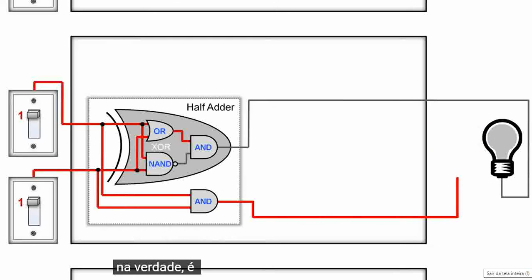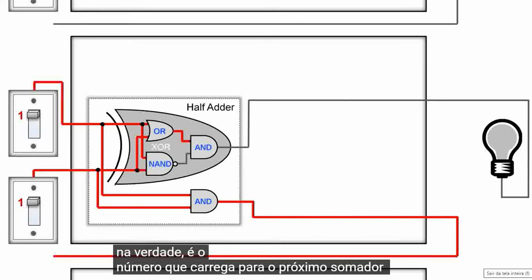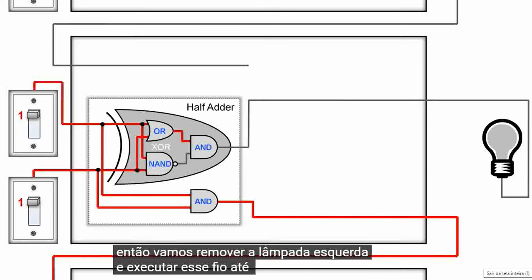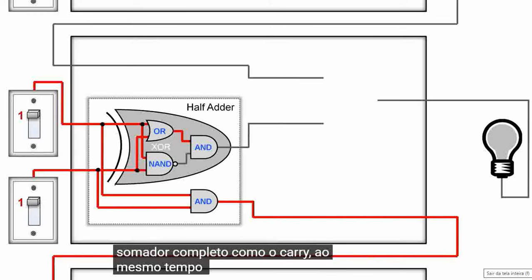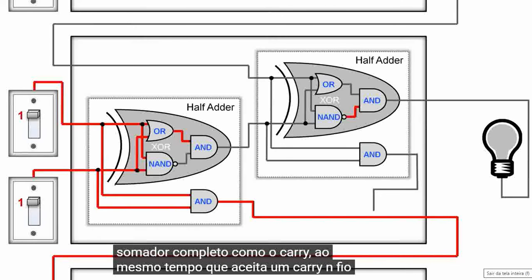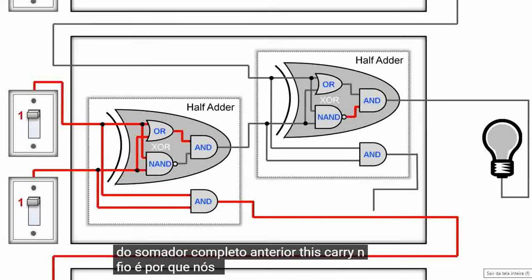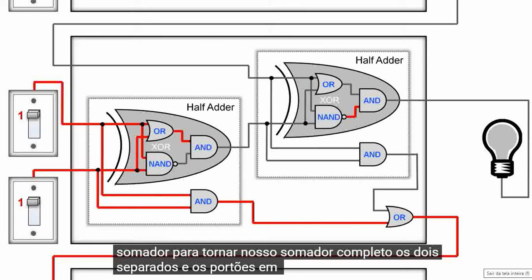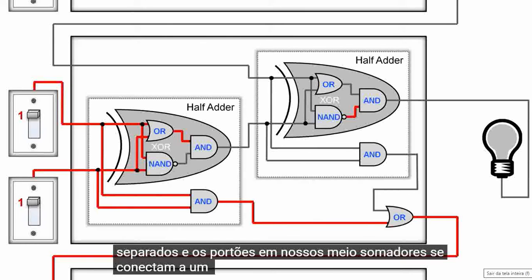So let's remove the left light bulb and run that wire down to the next full adder as the carry-out, while at the same time accepting a carry-in wire from the previous full adder. This carry-in wire is why we need another half adder in order to make our full adder. The 2 separate AND gates in our half adders connect to an additional OR gate at the bottom right, which then powers our carry-out wire.